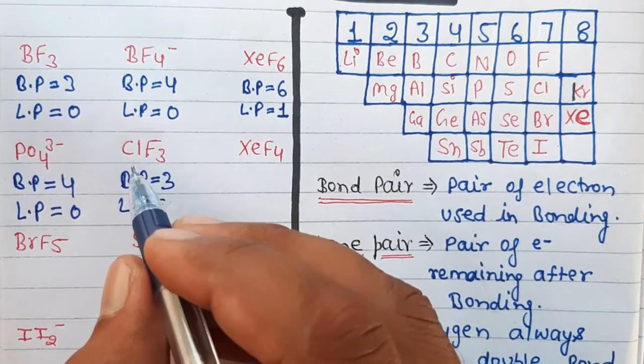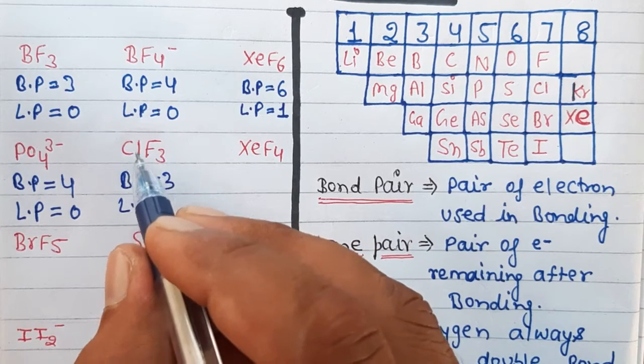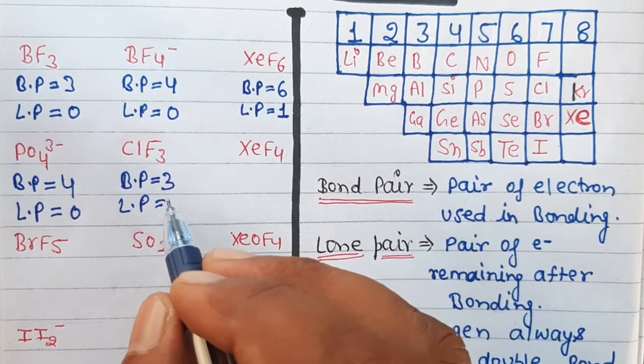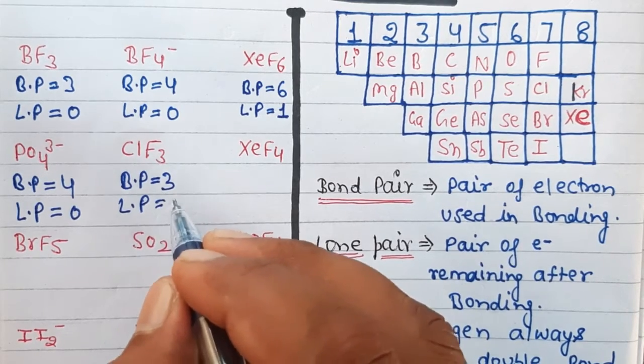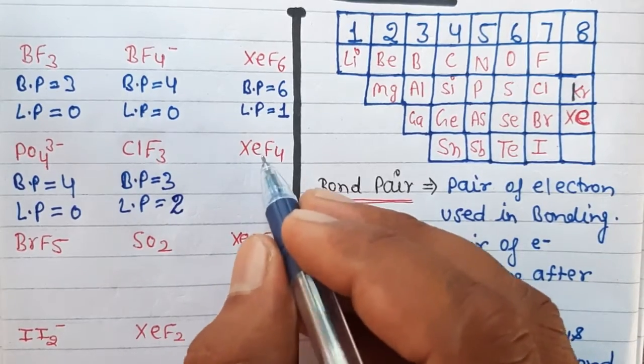Because chlorine has 7 valence electrons and it uses 3 electrons in bonding, it has 4 electrons remaining after bonding, and we know that a lone pair contains 2 electrons, so the number of lone pairs is 2. Let's talk about this example.